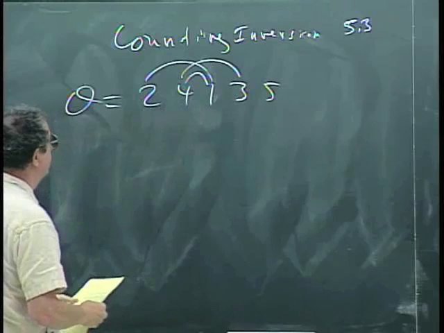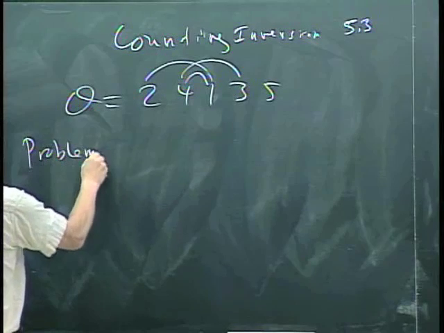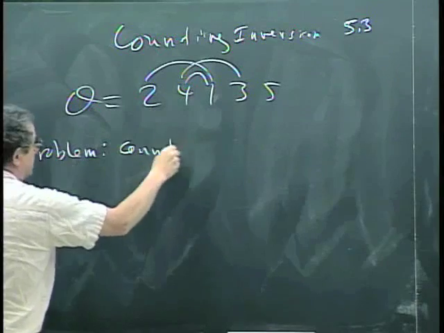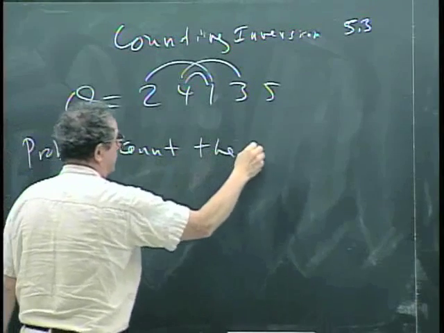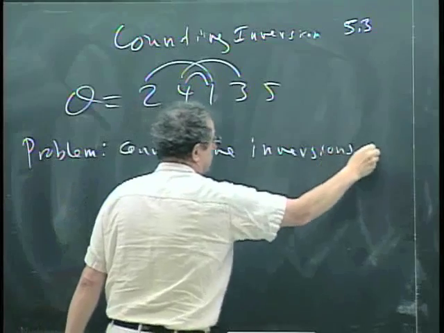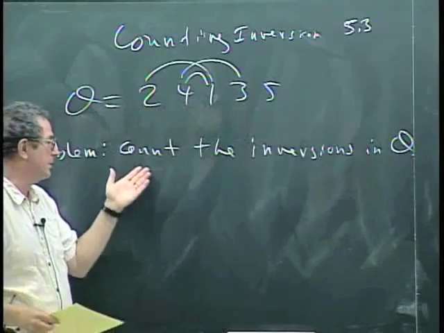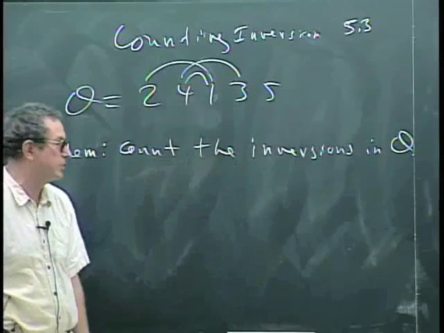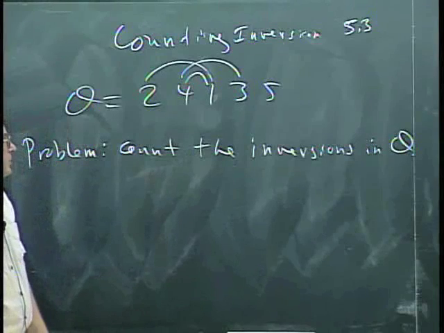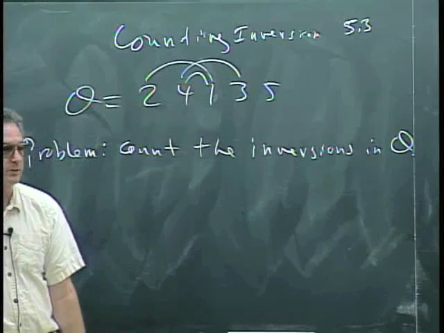And our problem is to count the inversions, count the number of inversions. Okay, well, what we really mean is come up with an algorithm that counts the number of inversions. And the primitive operation in the algorithm is going to be comparing two numbers, just as in merge sort.